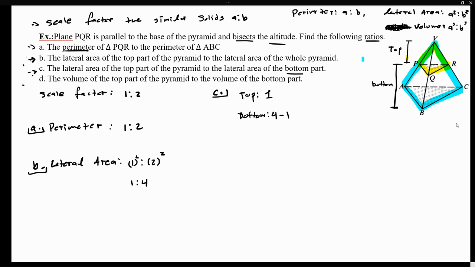I know the whole thing has 4 units, and I know that the upper section right here is 1 unit, so this section right here is the whole minus the top, which is 4 minus 1, which is just 3. So therefore the ratio of the lateral area of the top part of the pyramid to the bottom part is just going to be 1 to 3.